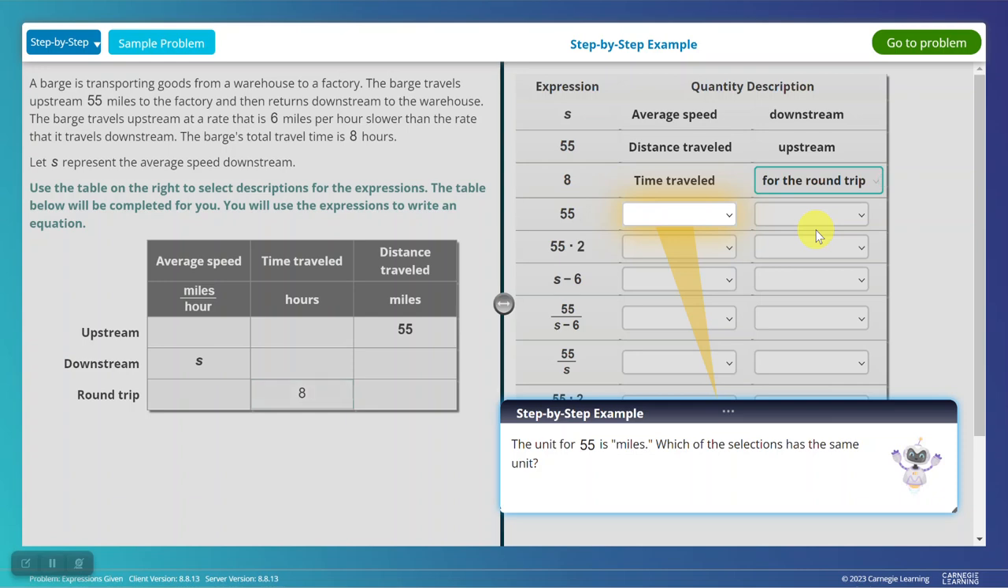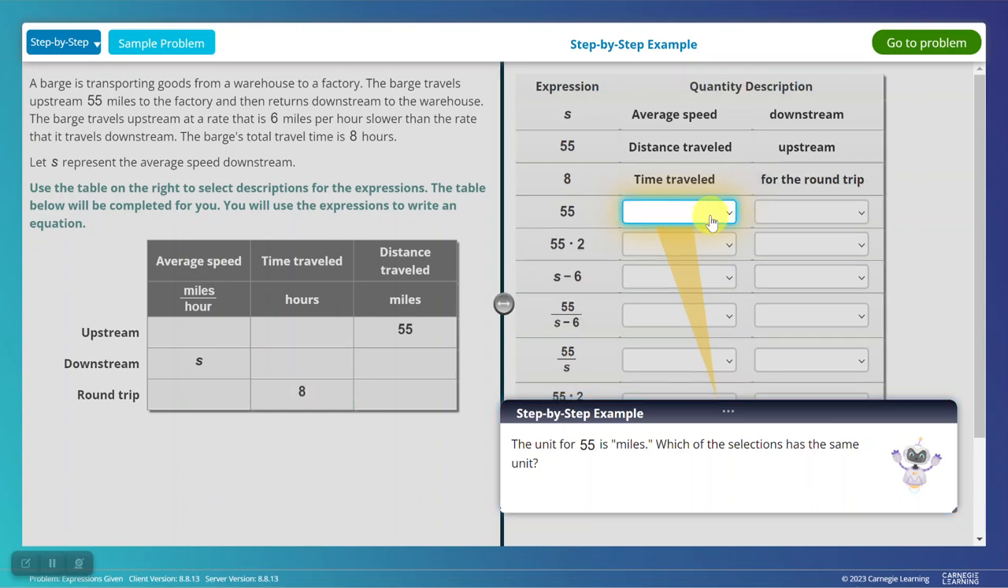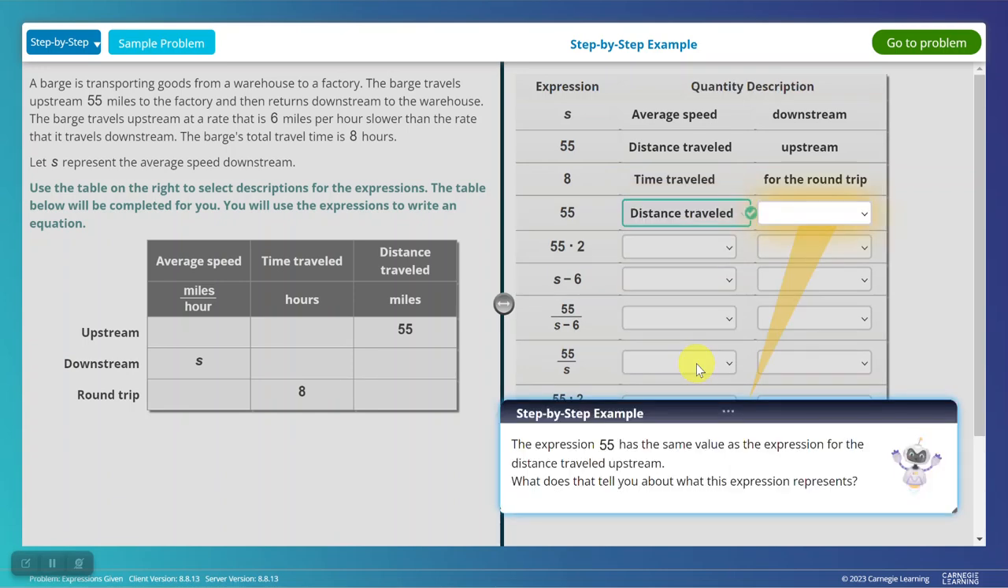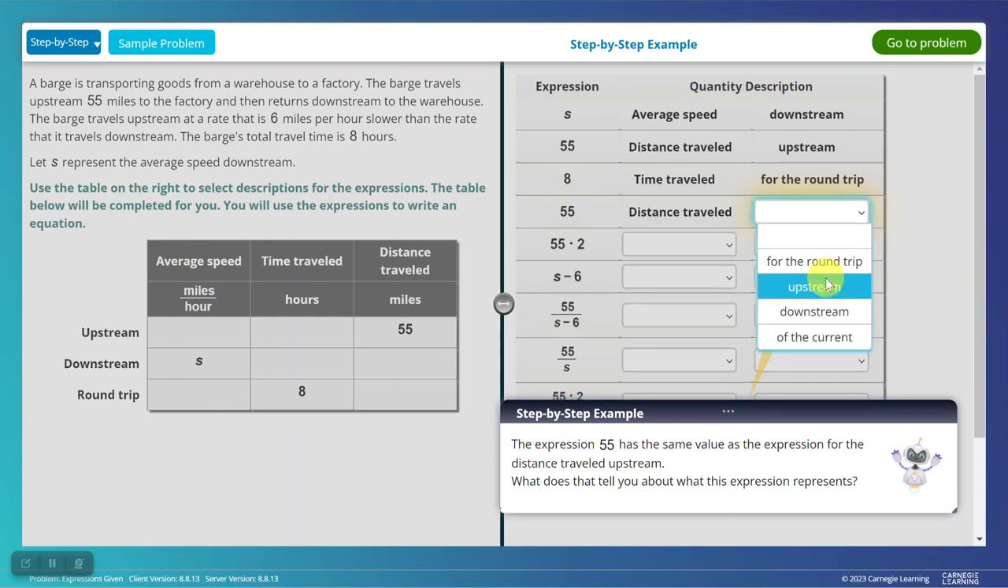Okay, the 55 again. The 55 is distance traveled. I don't know why it's repeating itself, but I'm just going to go with it. And it is upstream. Wait a minute. Wouldn't it be the same both directions? That's why it's repeating. Okay.